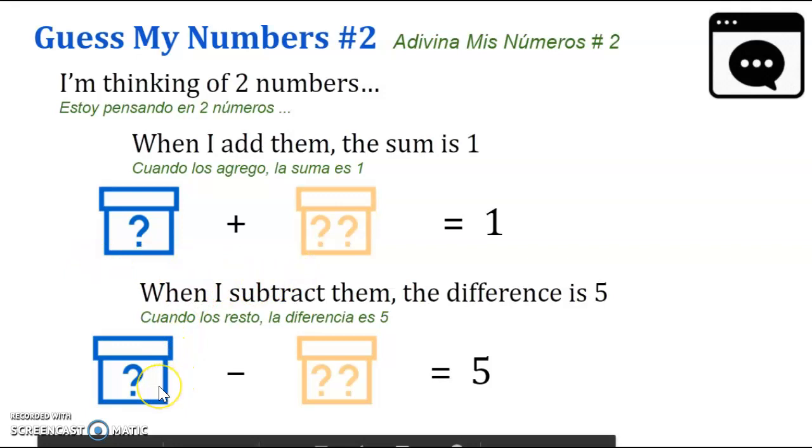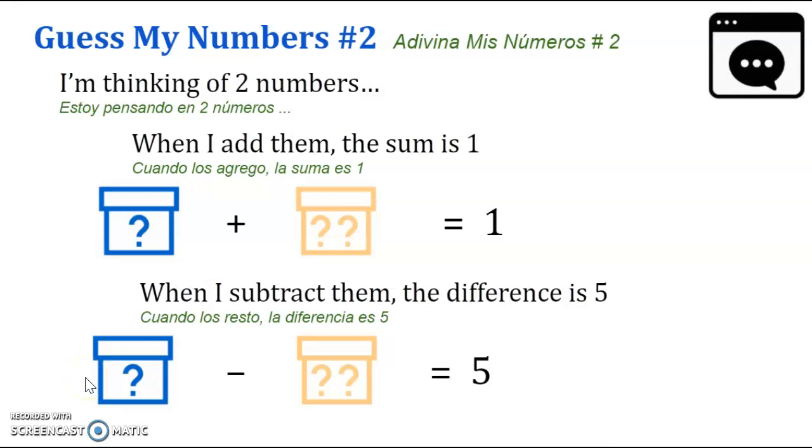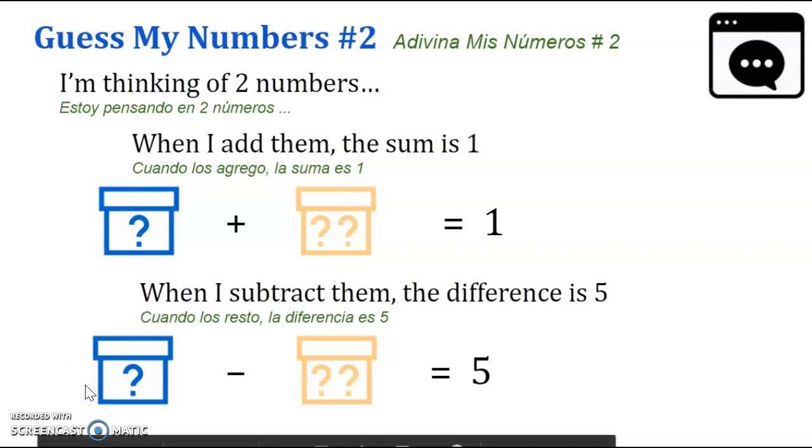Well, the interesting part is when I add those numbers, I get 1, but when I subtract, I get 5. How can subtraction lead to a bigger number? Well, the only way that's possible is if this number is a negative. That's my hint for you. Keep thinking, and the solutions will be revealed to you. But I hope you had some numbers in mind.